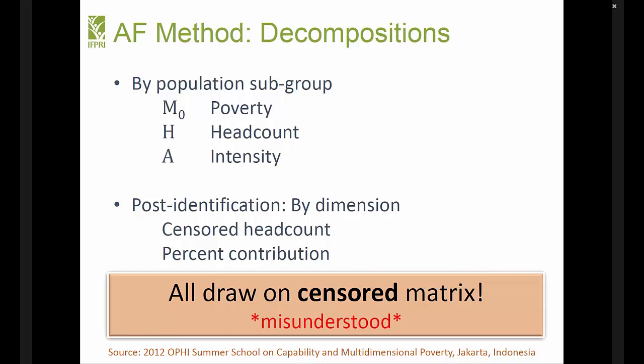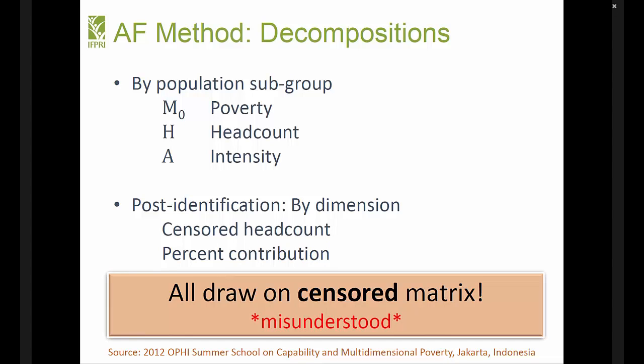And then post-identification, and what that means is that you have to decide first who's poor, who's not poor. You have to first identify who is empowered, who is disempowered. Then you can decompose each dimension. Because now, remember, you censored the data of the non-poor. So you cannot go to the non-poor and ask what their deprivations are. No, you put them at zero. You already censored. If you want to look at the achievements of the non-poor, you go to the raw data. Then you can find among the non-poor, this is their education, this is their income. But in the censored matrix, you already censored them, so you will not find any more data there. You set them at zero.